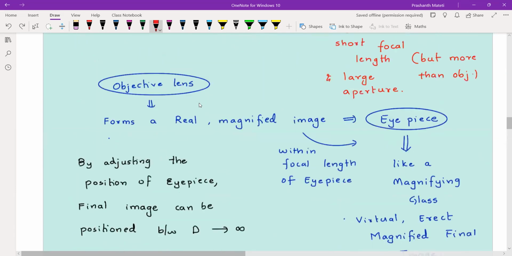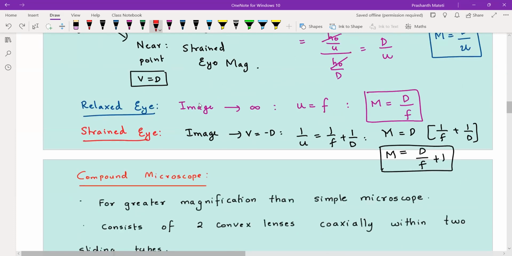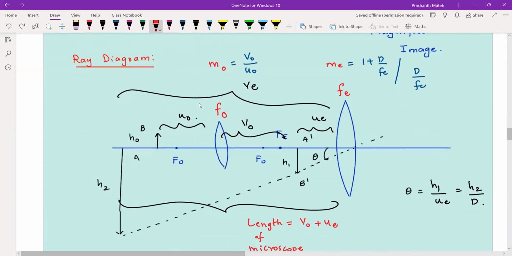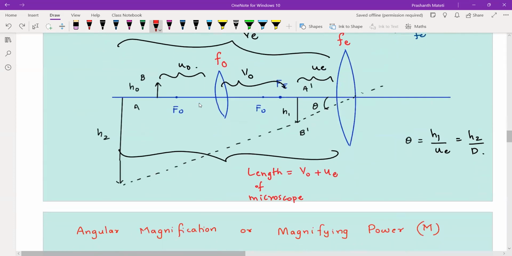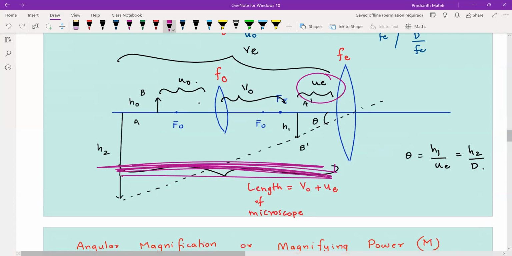So, two microscopes. The simple microscope produces two magnifications: for a relaxed eye D by F, and for a strained eye 1 plus D by F. For the compound microscope, two lenses are there, each producing its own magnification. Finally the magnification is MO into ME, and the length of the microscope is VO plus UE. They will say the object is placed at a distance UO, and give FO and FE. Once they give this, you can find the distances. They will also say whether the image should be formed at the far point or near point. If they say that, they will give this distance also, then you can find UE and VO. When all these things are given, you can find whatever is needed.